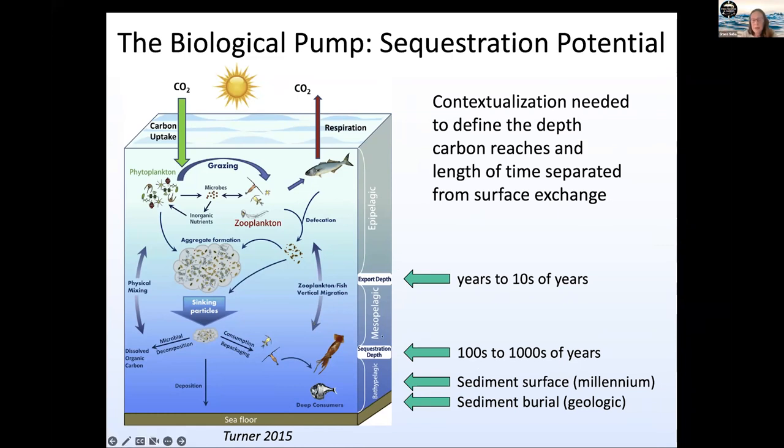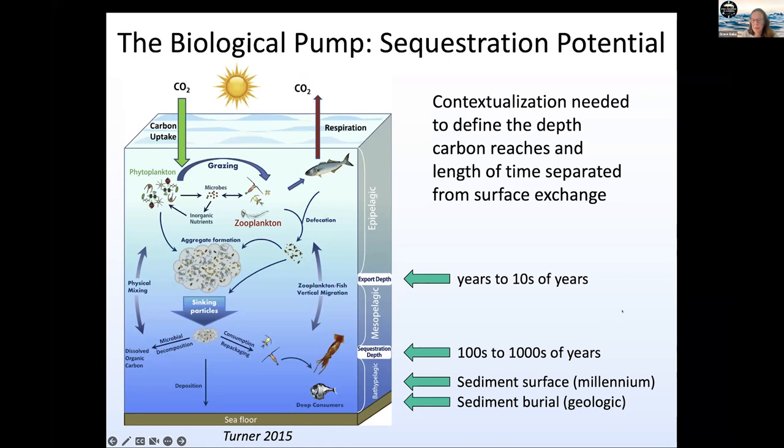It can stay out of there for years to tens of years, but it can get remixed at some point within that time frame. If carbon reaches the base of the mesopelagic, about 1,000 meters, we call that the sequestration depth. It's like a permanent thermocline, where it's very difficult for carbon to get remixed and reintegrated into the upper water column. And so carbon that reaches depths beyond the sequestration depth is there for hundreds to thousands of years, and we call that carbon being sequestered. Anything reaching the sediment surface is more of a millennium, and then burial in the sediments is on a geological time frame, so much, much longer time frames.